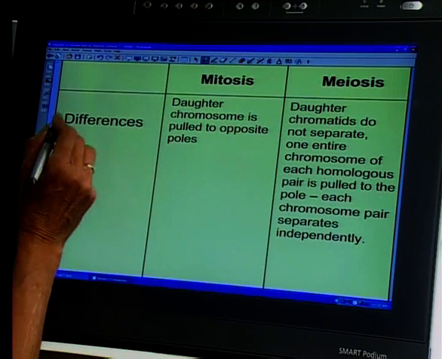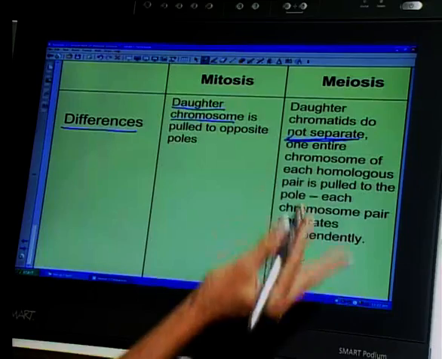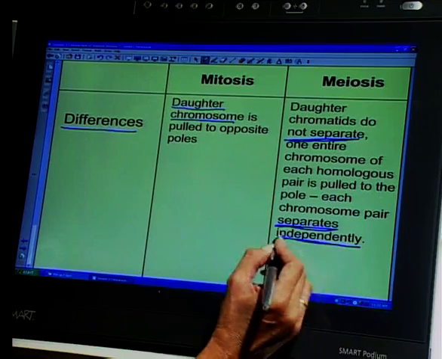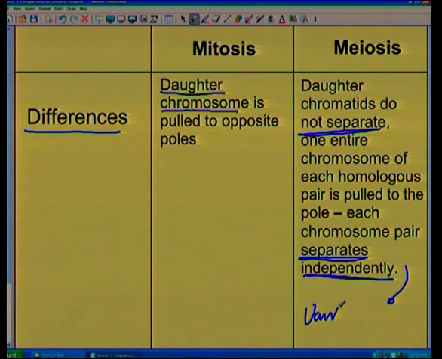Again with differences. So these are more differences. In mitosis, the daughter chromosome is pulled to the opposite pole. Here, in meiosis, your daughter chromosomes don't separate. So we have one entire chromosome of the homologous pair pulled to the pole, and each chromosome pair separates independently, and that also results in variation. Okay.